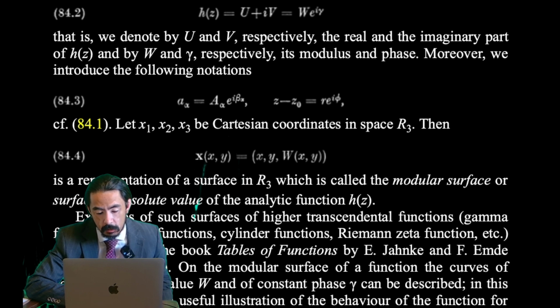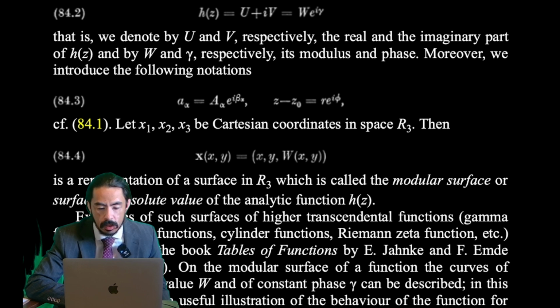Let x1, x2, and x3 be Cartesian coordinates in 3-dimensional real space R3. Then the vector x is parametrized in terms of component x, component y, and also in terms of that capital W in terms of x and y, where capital W is the modulus of our complex exponential representation of h of z. So this is all a representation of a surface in R3, which is called the modular surface, or surface of absolute value of the analytic function h of z.